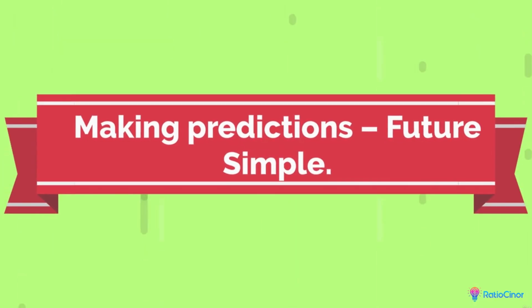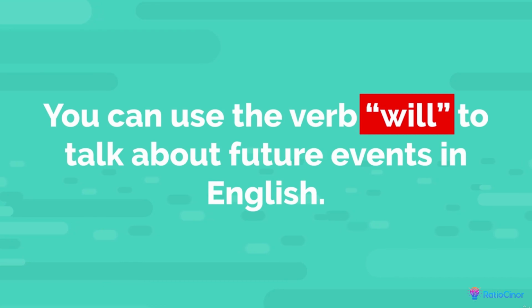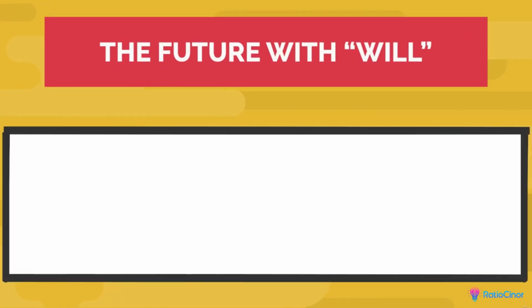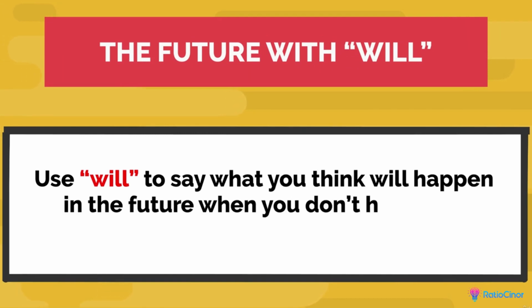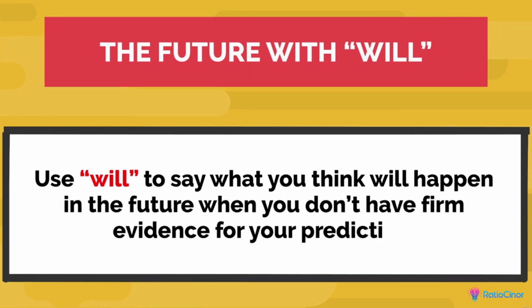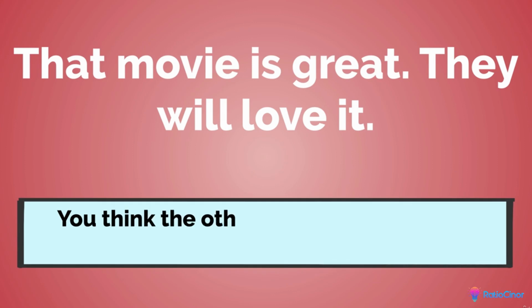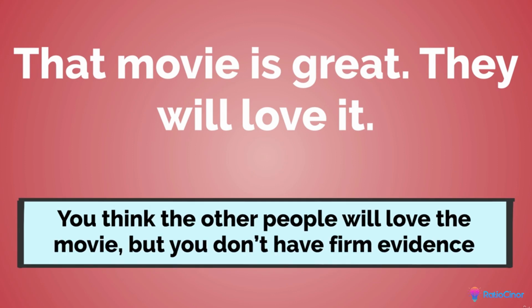Making predictions, future simple. You can use the verb will to talk about future events in English. The future with will. Use will to say what you think will happen in the future when you don't have firm evidence for your prediction. That movie is great. They will love it. You think the other people will love the movie, but you don't have firm evidence.